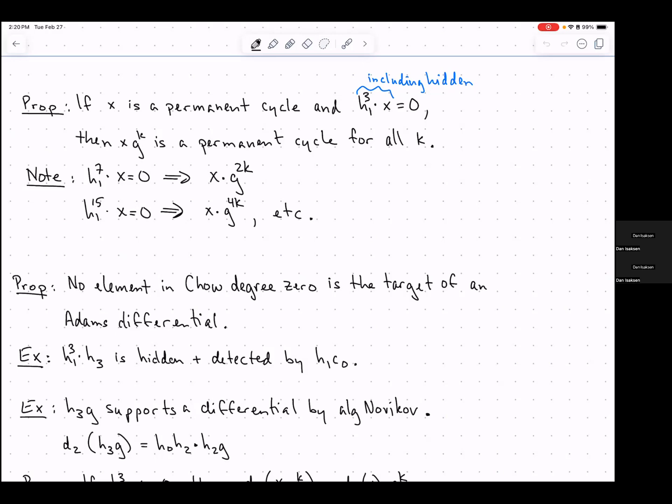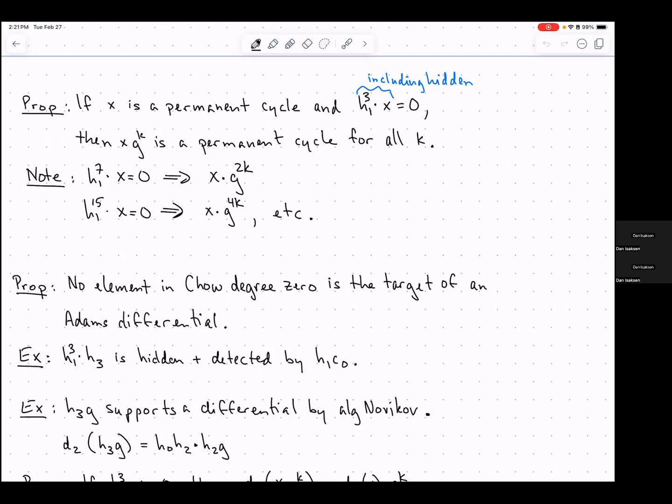Whether they're non-zero or not, whether they're hit by differentials, that's a separate question that we have to address. Now, you might worry about this h1 cubed restriction, so it's not completely useful, but it's not so bad because there are analogs of this proposition. If an element is killed by h1 to the 7th, then it's g squared periodic, and if it's killed by h1 to the 15th, then it's g to the 4th periodic. So it works out okay. As long as an element is killed by some power of eta, one of these results will apply to it. There are eta periodic things that won't apply, so that has to be kept in mind.